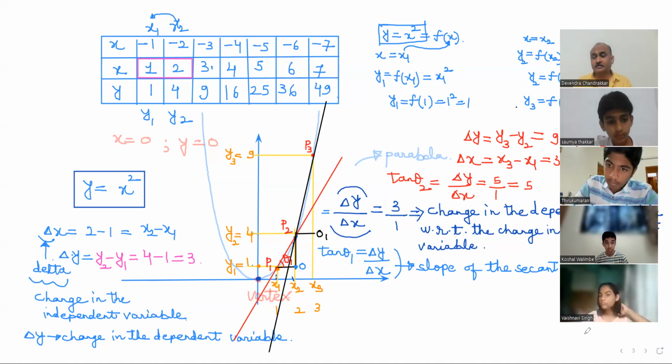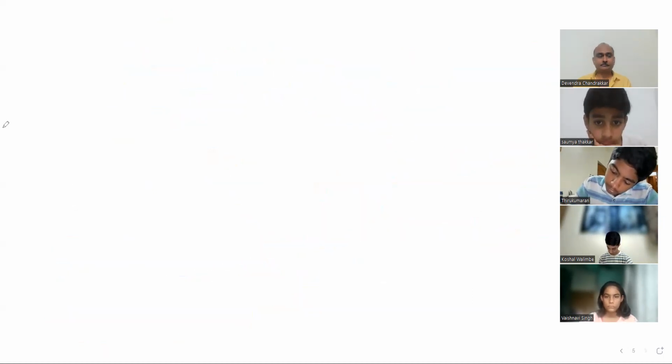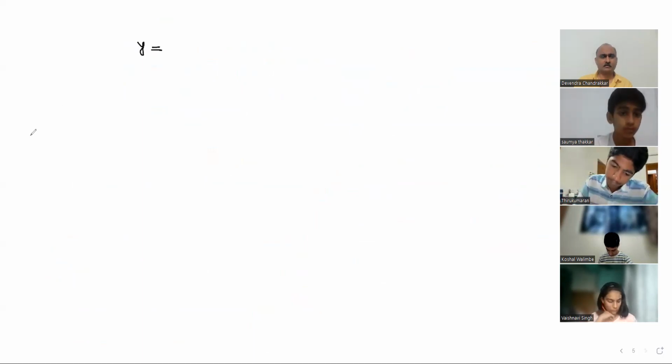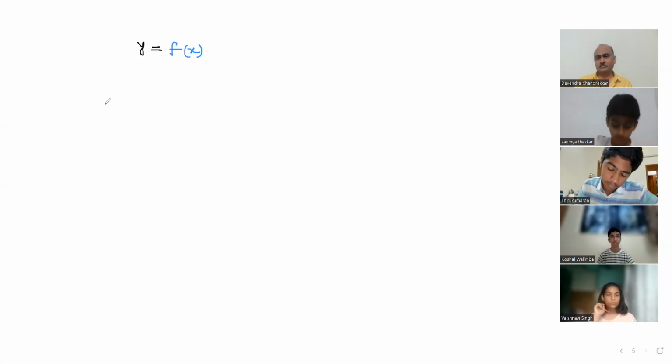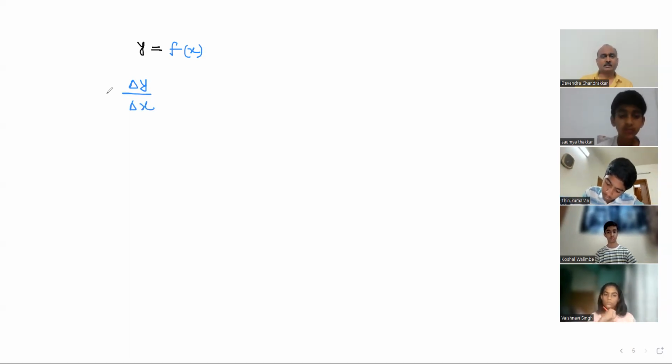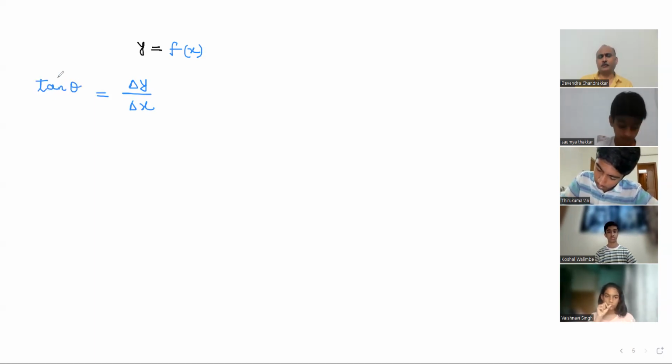So now let's try to comprehend what we have learned, right? Do you know how big a thing you have learned? Look carefully. Whenever we have a function y as some function of independent variable x, and we write this delta y by delta x. When we find this delta y by delta x, this is the slope. This is for some angle theta, right?